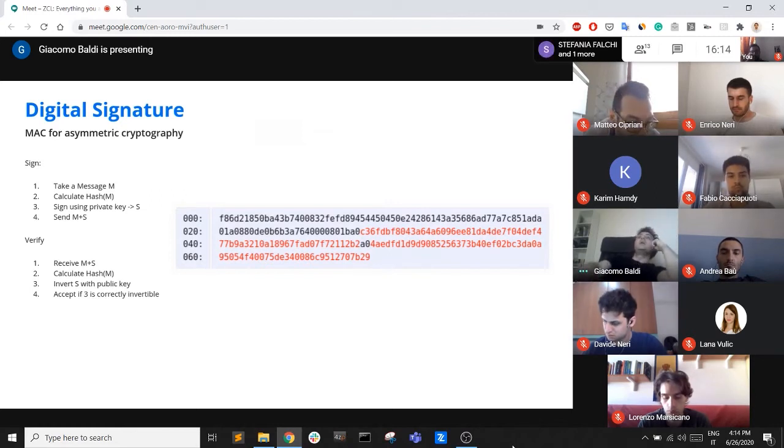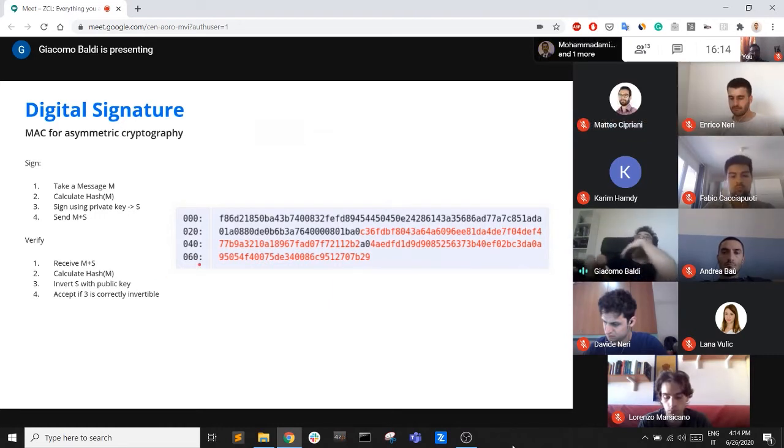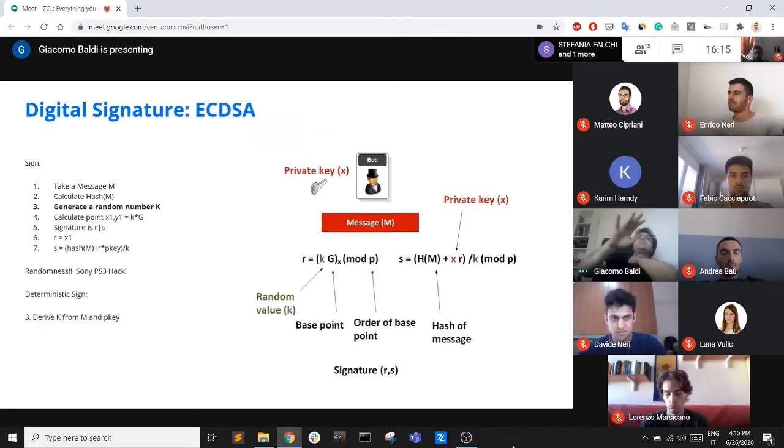Okay. These bytes here in red are actually a digital signature. So this stuff in black is the hash of the message, and these two numbers here are the signature in an ECC algorithm. Okay, just for you to know what the aspect of a digital signature is like. Why am I introducing digital signatures? Because they are used everywhere.